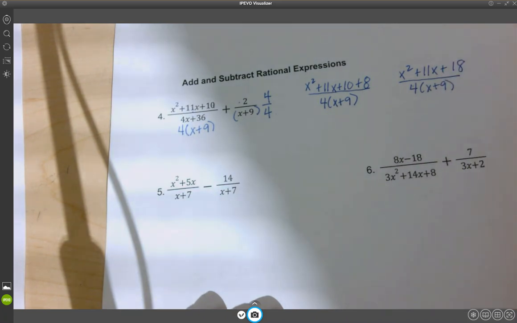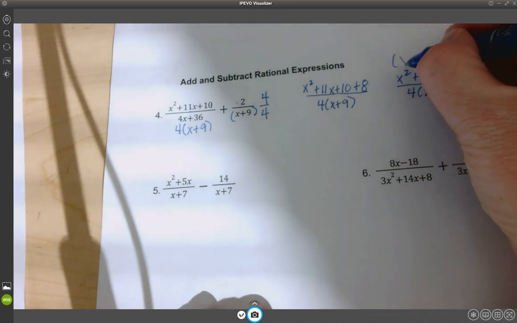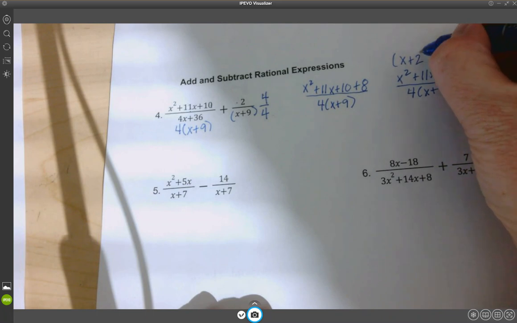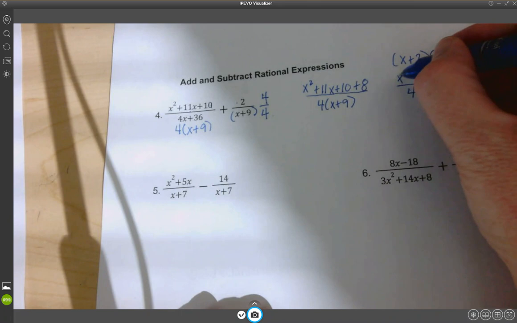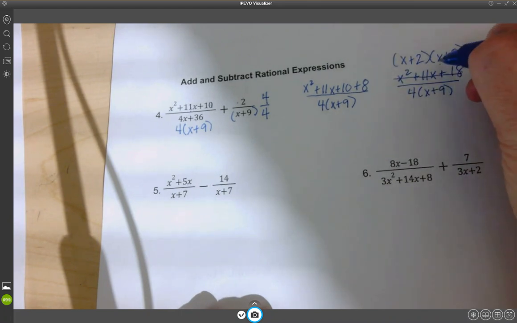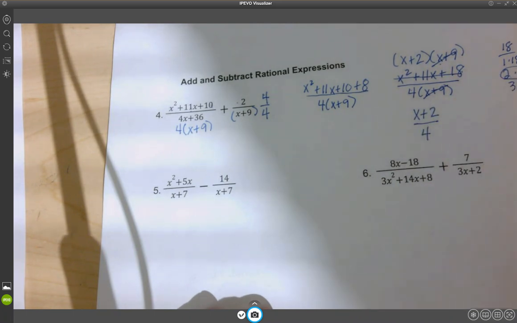Now is when I actually want to factor, because I want to see if anything will cancel. So, numbers that multiply to 18 and add to 11. 18 is 1 times 18, 2 times 9, 3 times 6, and I think I found the numbers that add to 11. So x plus 2 times x plus 9. So the x plus 9's cancel, and I get x plus 2 over 4. That's your final answer.